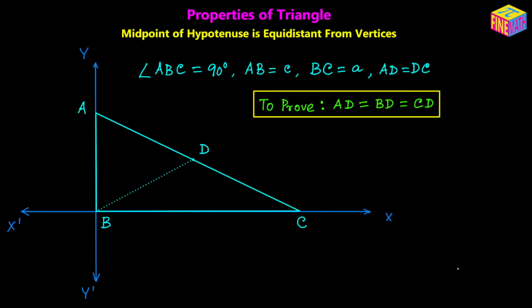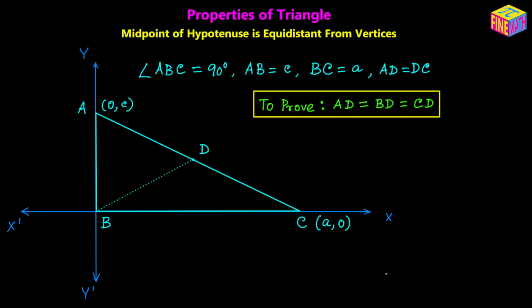if you think about it, if AB is equal to C units, then what would be the coordinates of the point A? Well, the coordinates of the point A would be something like this. It will be 0, C. And similarly, if you think about the point C, what would be the coordinates of point C? Well, that will be A, 0, because the length of BC is A units, so that would be A, 0.